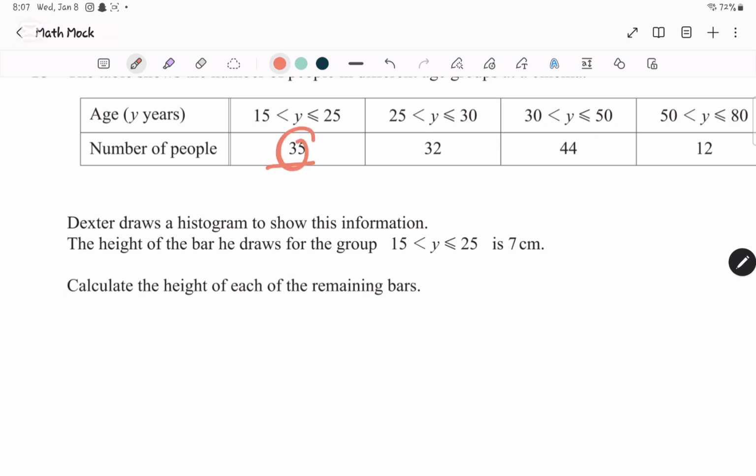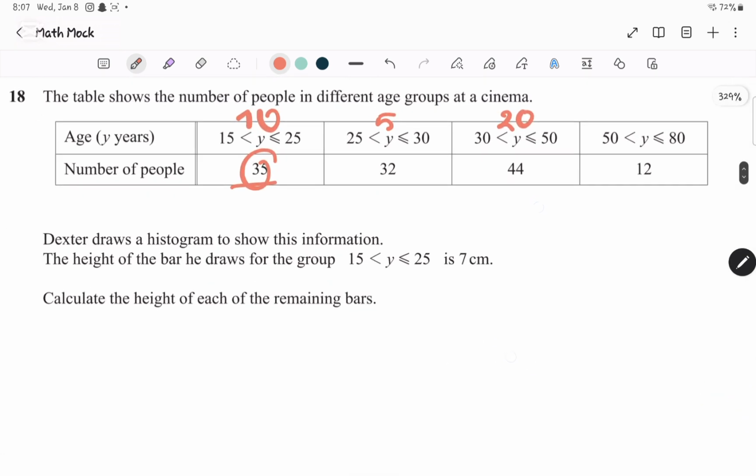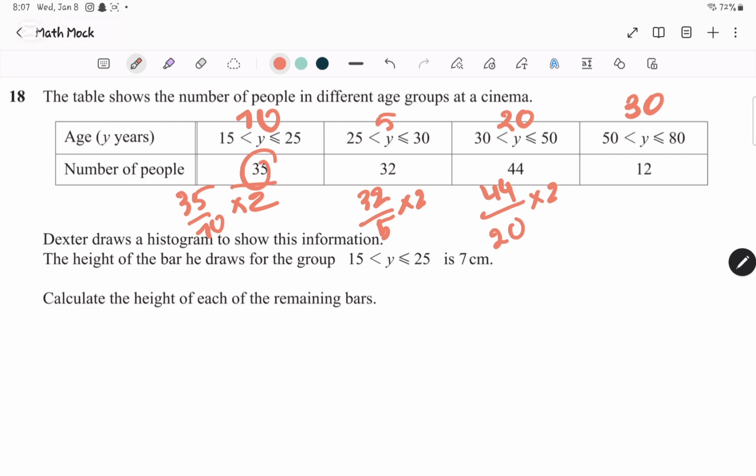Now let's find the width of each one. So this is 25 minus 15, 10, 30 minus 25, 5, 50 minus 30, 20, then 80 minus 50, 30. Now we found the width. What they did in the first one is they did 35 divided by 10, and then they multiplied it by 2. So we're going to do the same for each and every one. So 32 divided by 5 times 2. 44 divided by 20 times 2. 12 divided by 30 times 2. And accordingly, of course, you have to try many times until you find out the correct pattern. Okay, and accordingly, we can find the answer.